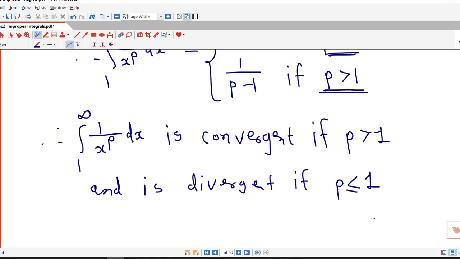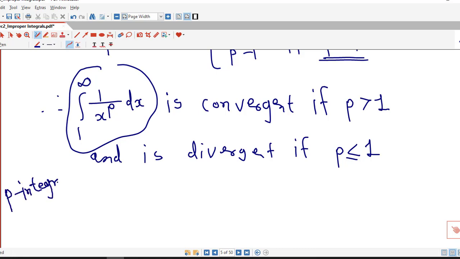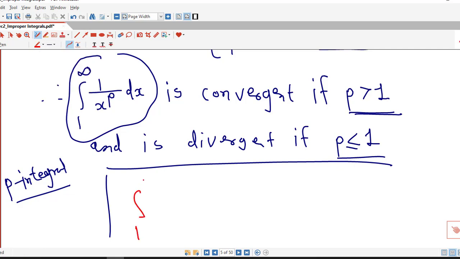In case 1 we have discussed that it is divergent. So this is a very important improper integral, sometimes known as the P integral. This type of P integral is convergent if the value of P is greater than 1 and divergent if P is less than or equal to 1.